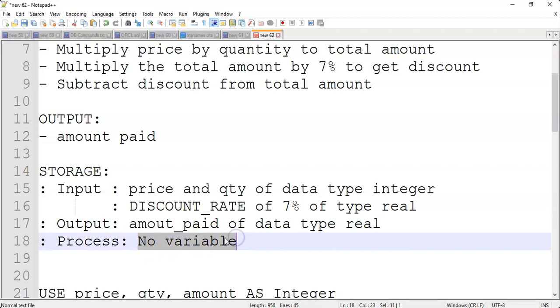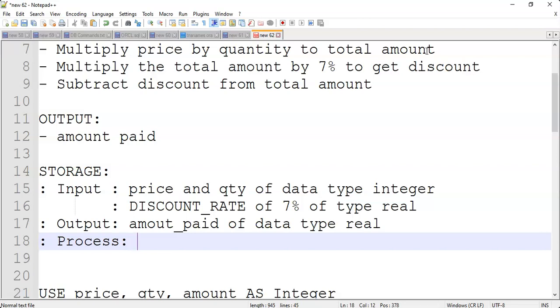But for us to get that output, there are some things that are happening. The first thing that is happening is multiplication of price and quantity, and this is helping us to get total amount. So we consider these ones to be intermediary variables, the variables that are helping us to get intermediary data as we are calculating or moving from the input to the output. Our output is amount paid, but for us to get amount paid, we needed to get total amount. Then we also needed to get discount, and then we can subtract to get amount paid.